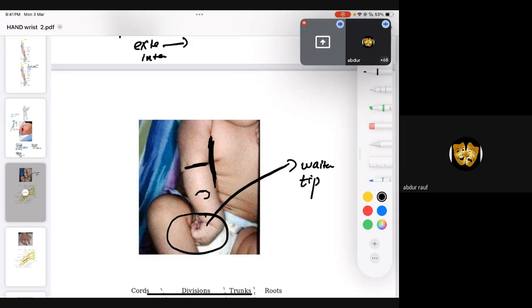Is that clear? So we are going to call it Erb's palsy or waiter's tip sign, right? Or waiter's tip hand. You guys can see it clearly.